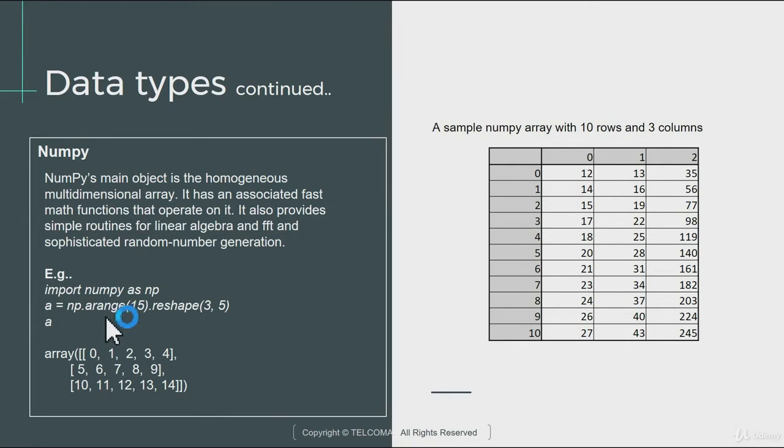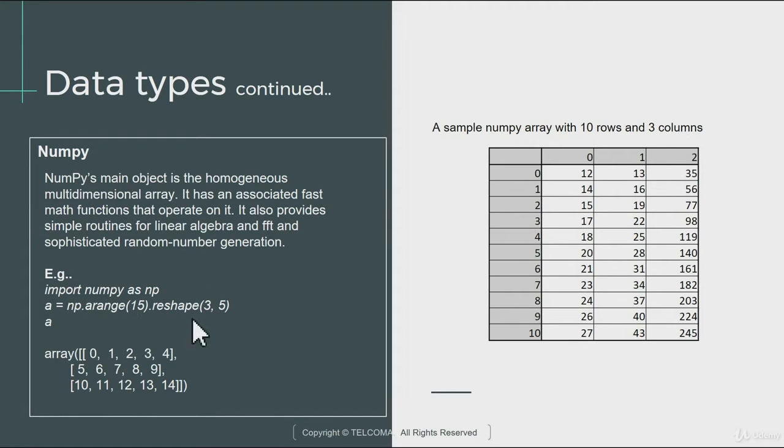So you're invoking the function arange from NumPy and you're passing a parameter 15. What will happen over here is it will create a NumPy array with 15 elements. It will start from 0, end at 14, and it will be one dimensional. That is, it will have just one row. Now the resultant object is again a NumPy object.